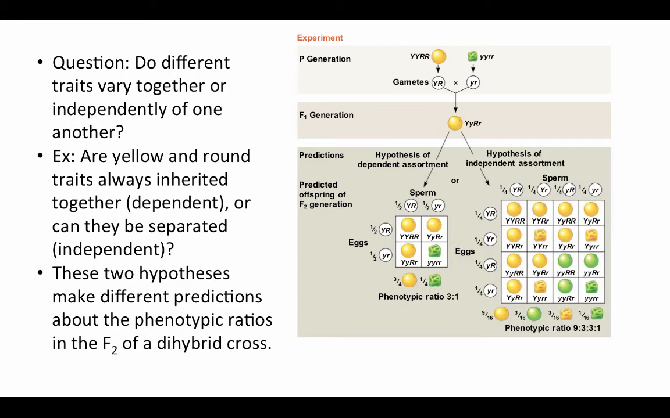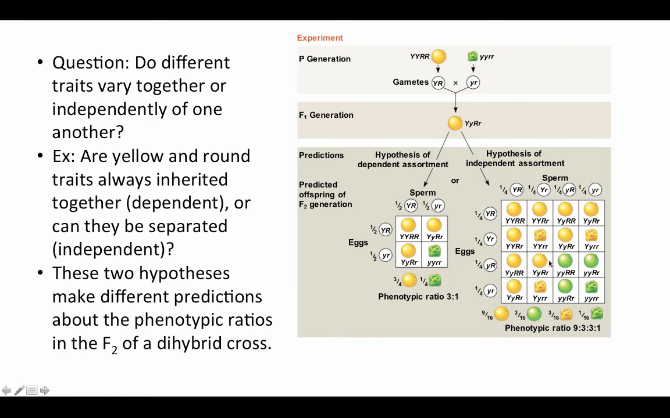The alternative hypothesis is the hypothesis of independent assortment, so that big Y can be inherited either with big R or with little r, and little y can be inherited either with big R or little r. So that gives you 16 different possible combinations for the F2 offspring. For the sperm, each of the gametes can either have big Y, big R, big Y, little r, little y, big R, or little y, little r. Same for the eggs, those 4 possibilities. And so they can combine in 16 different ways.